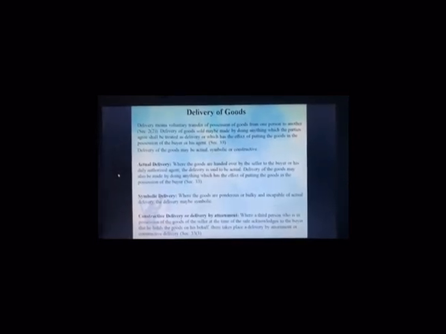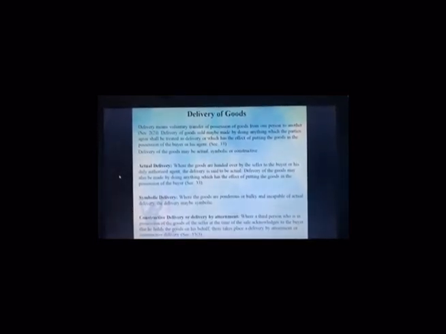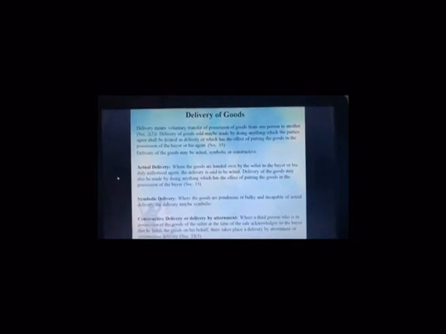Delivery of goods sold may be made by doing anything which the parties agree shall be treated as delivery, or which has the effect of putting the goods in the possession of the buyer or his agent. Delivery of the goods may be actual, symbolic or constructive. Let's go through each one of them.